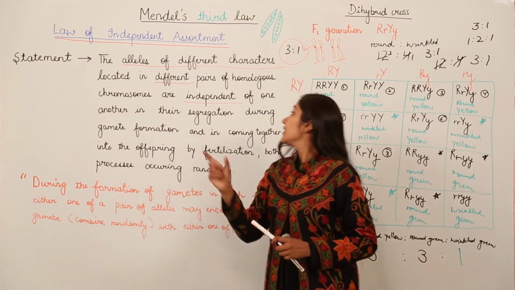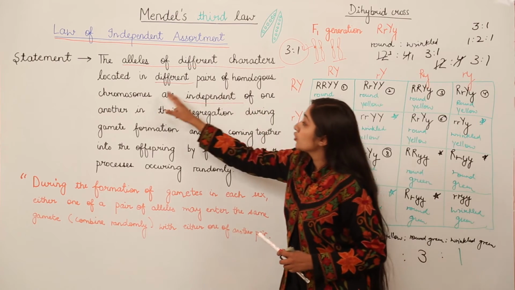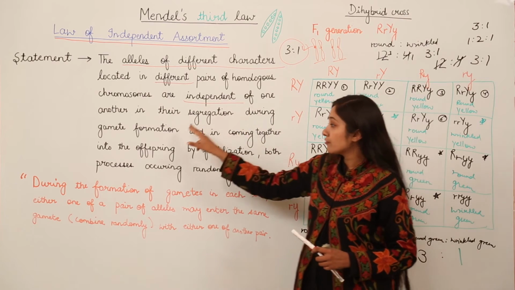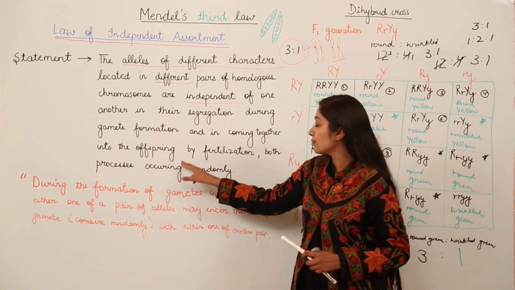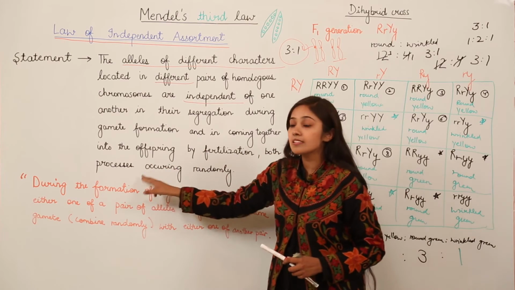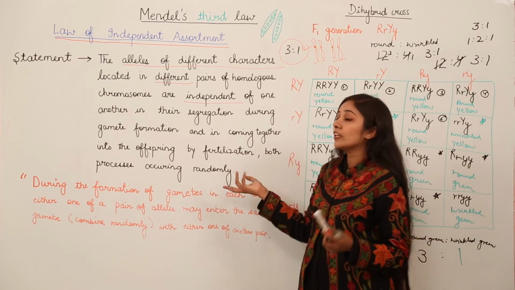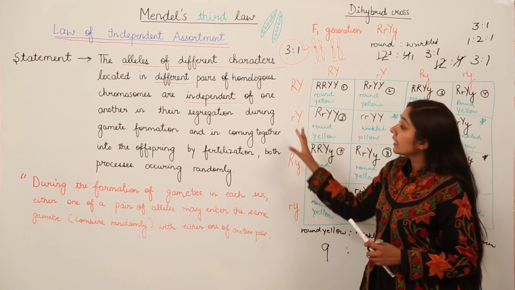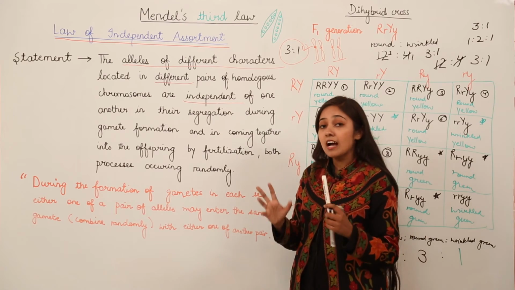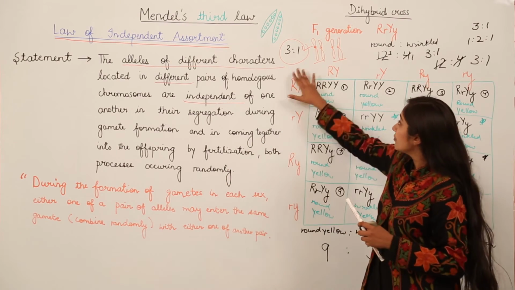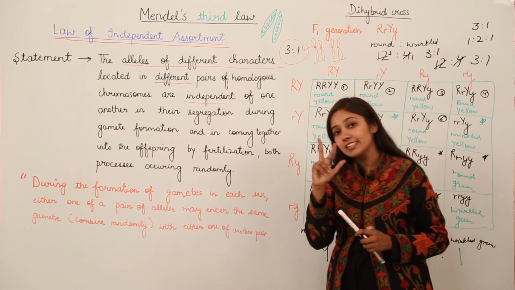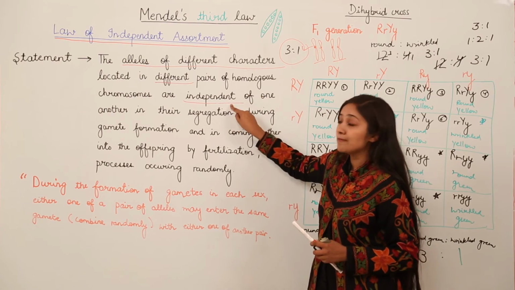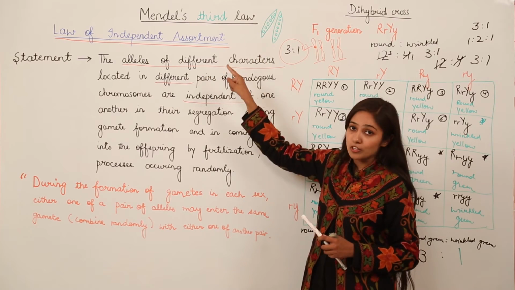each other. Okay, so the chromosomes are independent of one another in their segregation during gamete formation and in coming together into the offspring by fertilization, both processes occurring randomly. So whenever they segregate, whenever they come into the zygote after fertilization, they are independent of one another. If we have two or three characteristic traits on different chromosomes, they are not going to affect each other because they are going to be independent. This is the key point in this law of independent assortment.